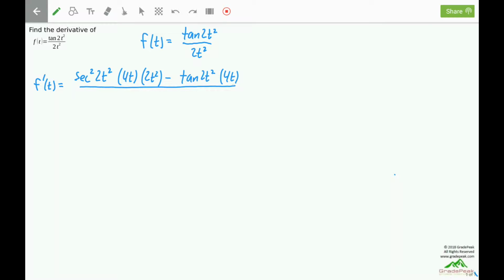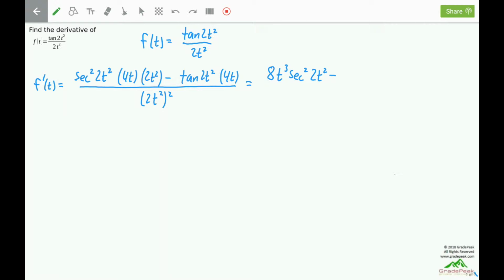All of this is going to be divided by the denominator squared. The next thing to do is to bring the power functions in front of the trig functions. We can multiply those with each other. 4 times 2 is 8, and then a t times a t squared is a t cubed. And then we have the secant squared of 2t squared.